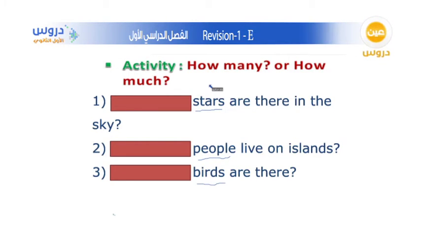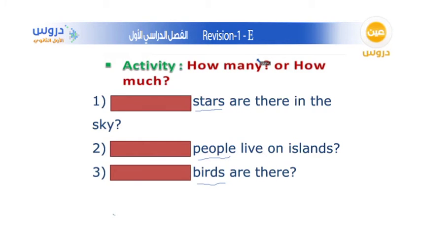Whereas the word people, if you can just excuse me getting back a little bit, the word people here, as I have just said, it's a plural form. It's a countable noun, but it's a plural form. So when it's a plural form, you have to use how many, because it's considered a countable noun. All right. Is that clear, Miss Dahlia? So, how many stars are there in the sky? How many people live on islands? And how many birds are there?